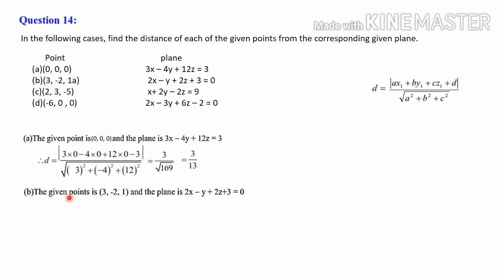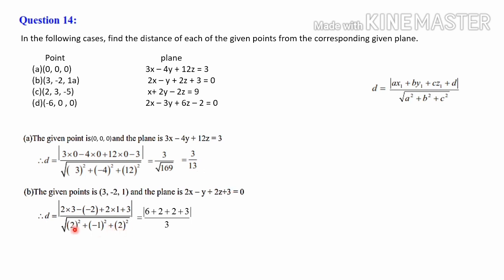Then next question, the given points are 3, minus 2 and 1. The equation of the plane is 2x minus y plus 2z plus 3 equal to 0. Here the equation is in the standard form, ax plus by plus cz plus d equal to 0. Let's substitute and find the distance, which is equal to the modulus of ax1 plus by1 plus cz1 plus d. So here a is 2 into 3, it's written. Then b is here minus 1 into minus 2, that is written. Then here c is 2 into 1, that is written. Then plus d is here plus 3.